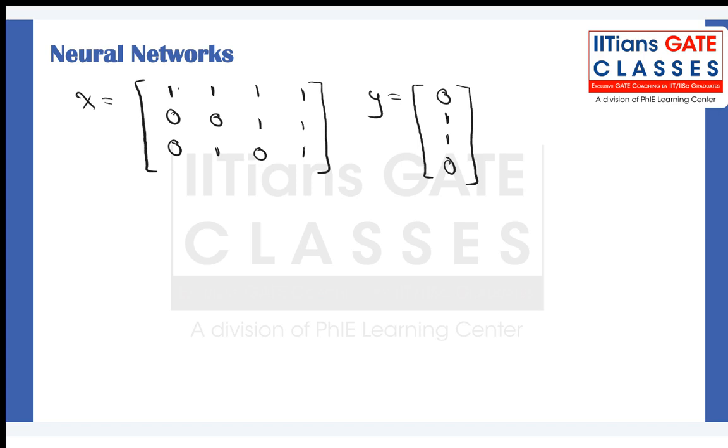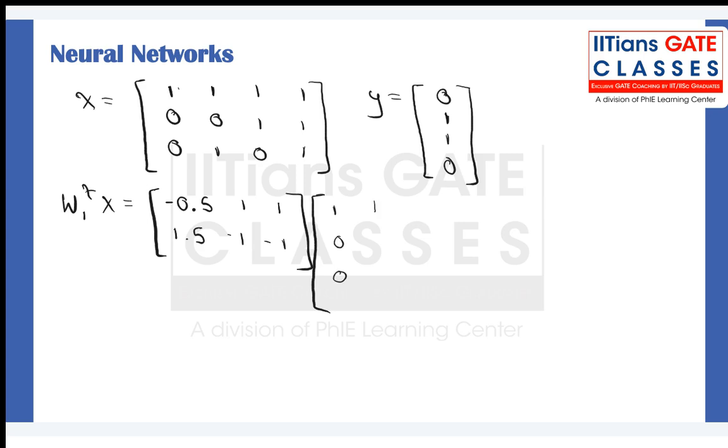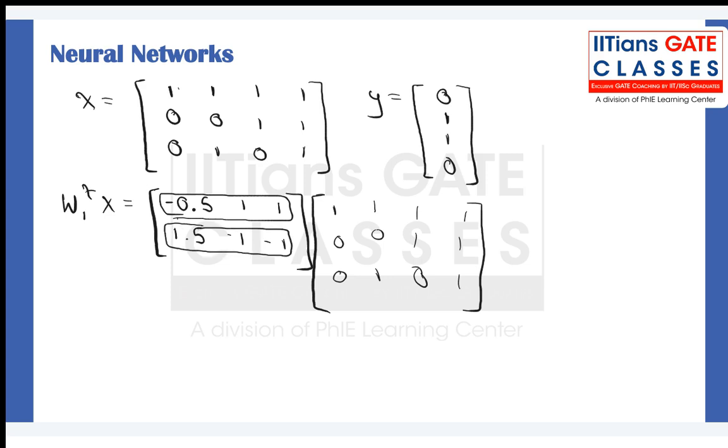So what I do is I first compute W1 transpose X. I take the transpose of the weight matrix, and it becomes -0.5, 1, 1, 1.5, -1, -1. And this is my X here. If you see, this is my H1 and this is my H2, and I'm multiplying them with the matrix capital X. So I'm taking the multiplication with each input vector.